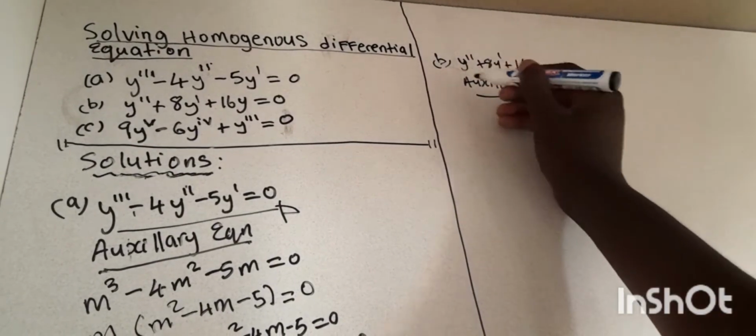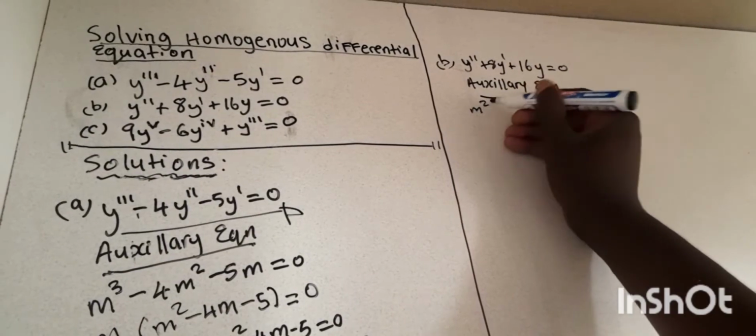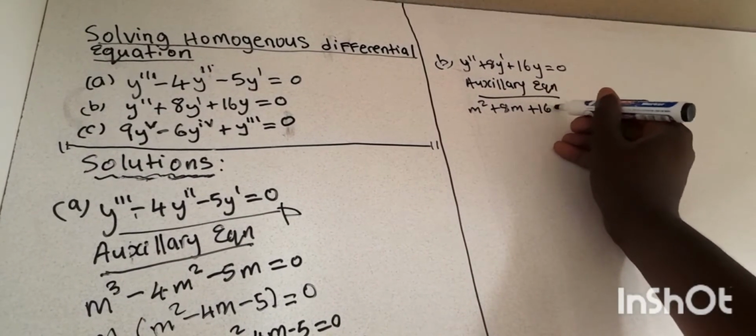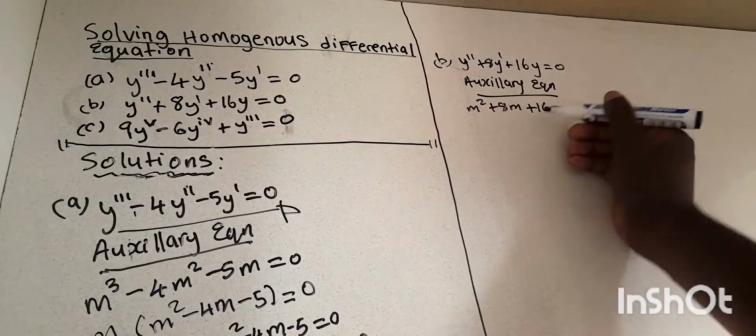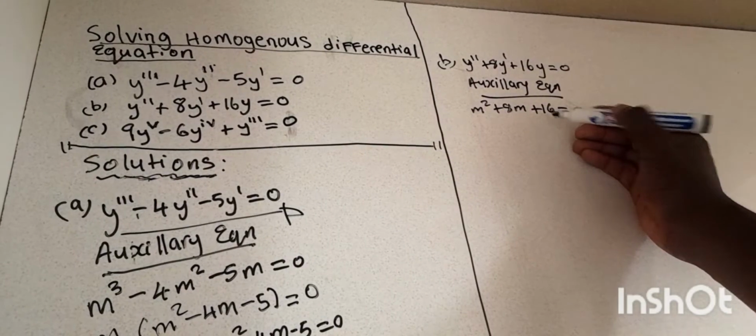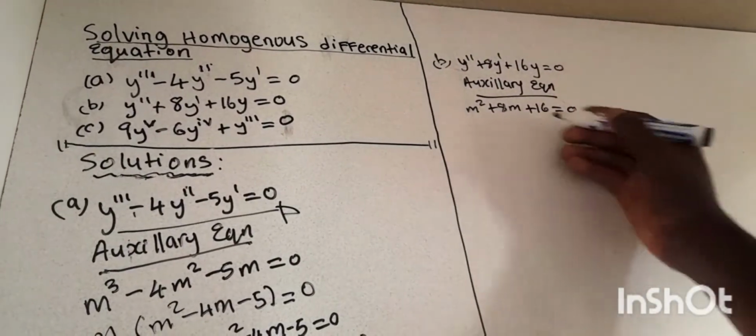And we replace the derivatives by m. This is m squared plus 8m plus 16 equals 0. Why is it a constant? Because there's no derivative here. That's why we're writing 16 only. So we will factorize this.